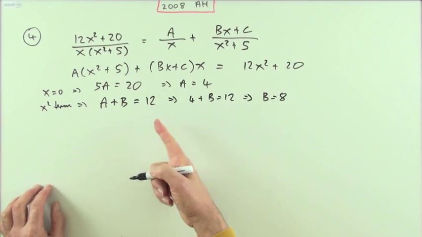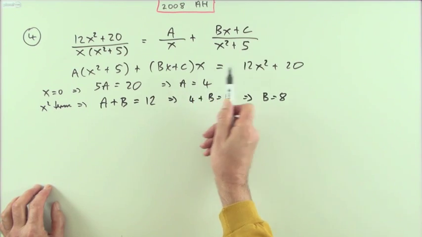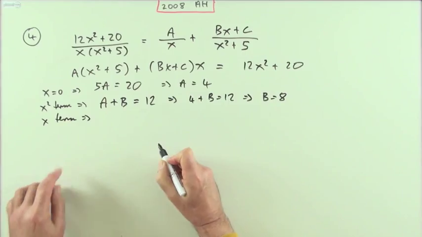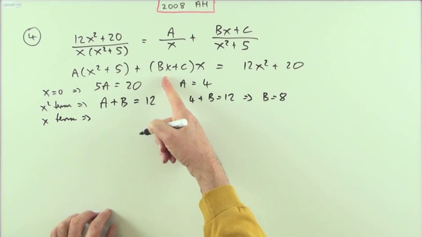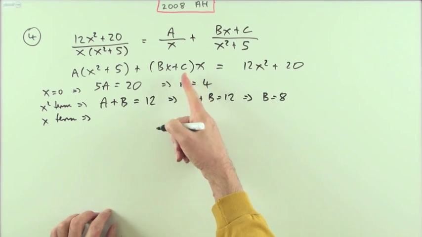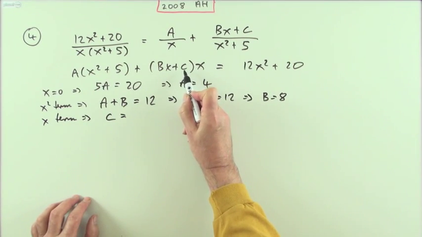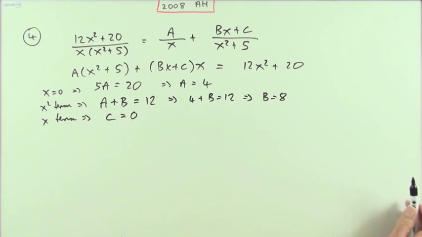Then, to find C, now notice, C just involves C times x, so I'll use the x term. If you look at the x term on both sides, what have I got? Well, A is not involved in the x term. I've only got x squareds or constants. B is not involved in it, because I've got B times x squared. It's only C that produces it. The only x term in this time is C times x, so the C must equal the x term on that side, which is 0, and there it is.